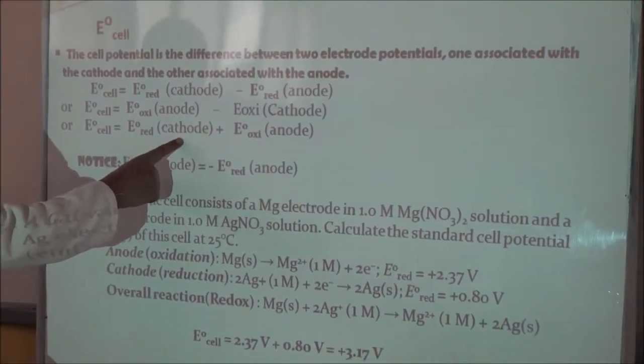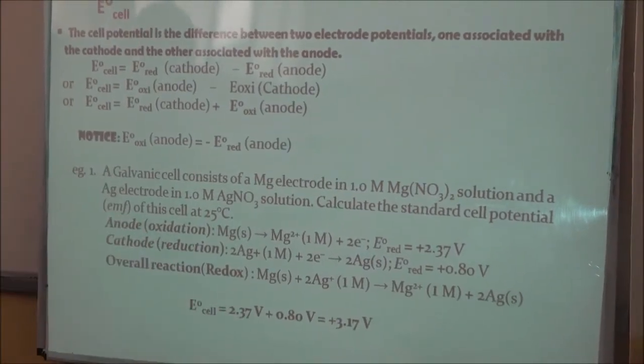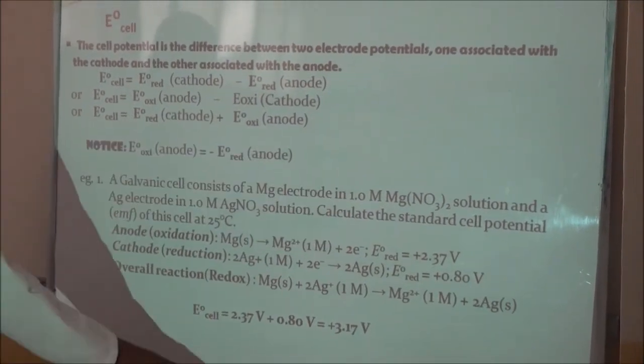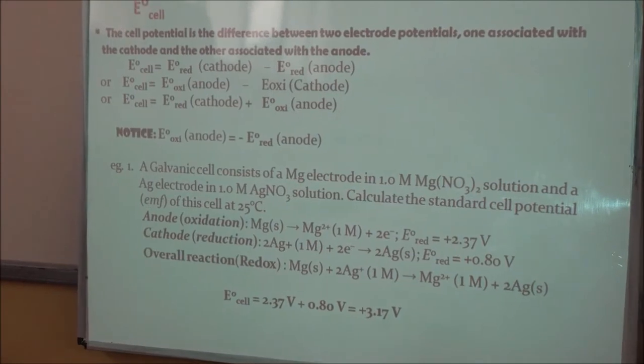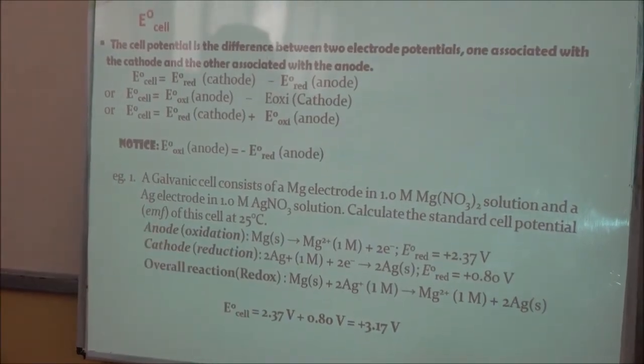E of reduction at cathode is 0.8, plus E of oxidation at anode, which is 2.37. The sum of the two gives 3.17.